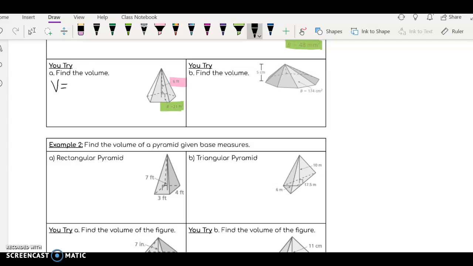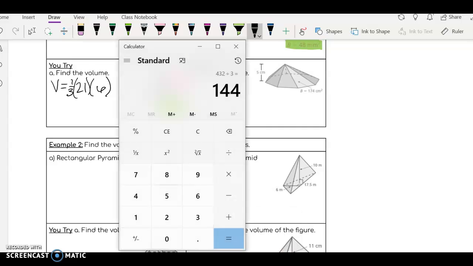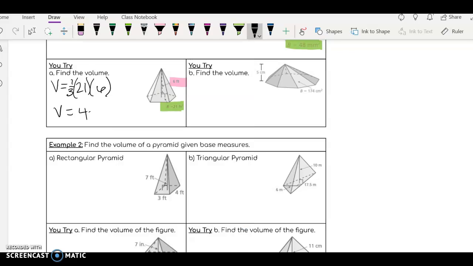Volume equals the area of our base, which is 21, times our height, which is 6. And then remember, we multiply this by 1/3. So we're going to do 21 times 6 divided by 3, because that's the same as multiplying by 1/3. And we get our volume equals 42 feet cubed.